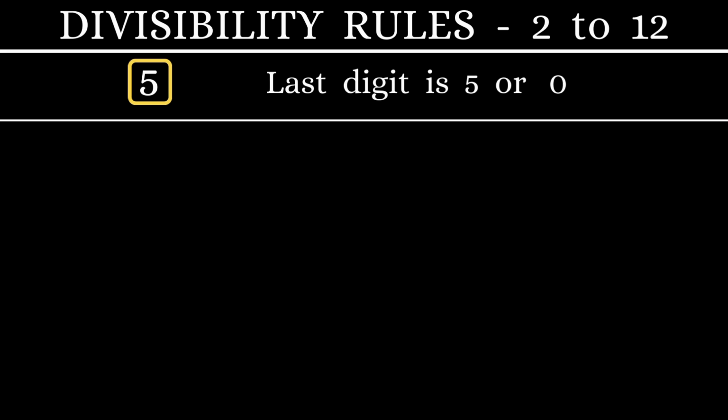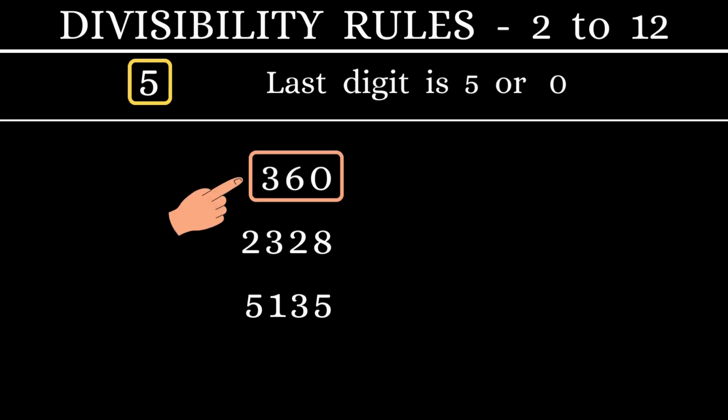Next, let's understand the divisibility rule for number 5. This is very simple. The last digit should either be a 5 or a 0. Let's understand with these examples. In 360, the last digit is 0. Hence, it is divisible by 5.